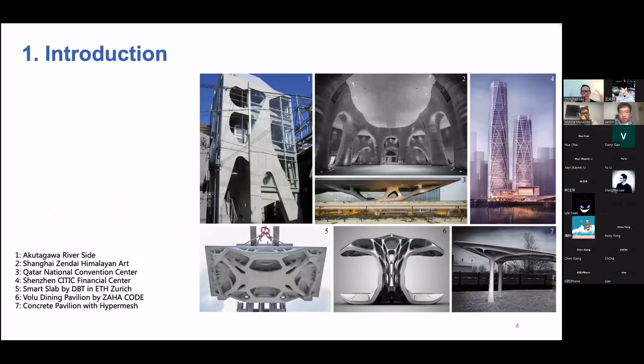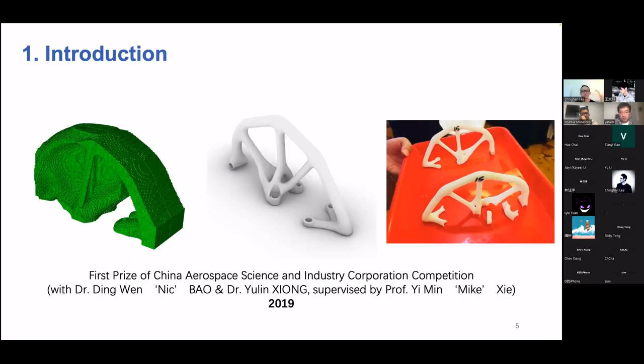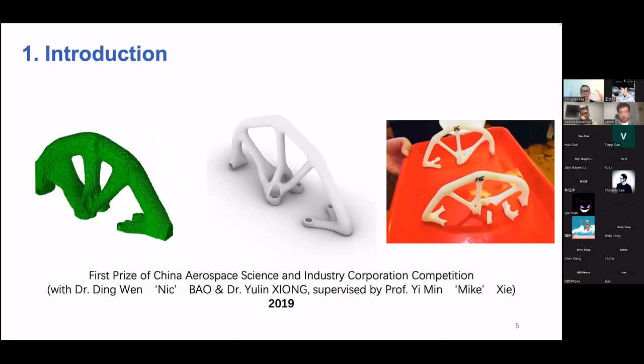As we all know, there are an increasing number of architectural applications of topology optimization methods, from building components like slabs or columns to whole architectural forms, such as the Qatar National Convention Center. Professor Xie's team has also achieved several projects with BESO topological optimization this year. Also, thanks for the support and help from the ADIF team, we have done some projects in Tongji University.